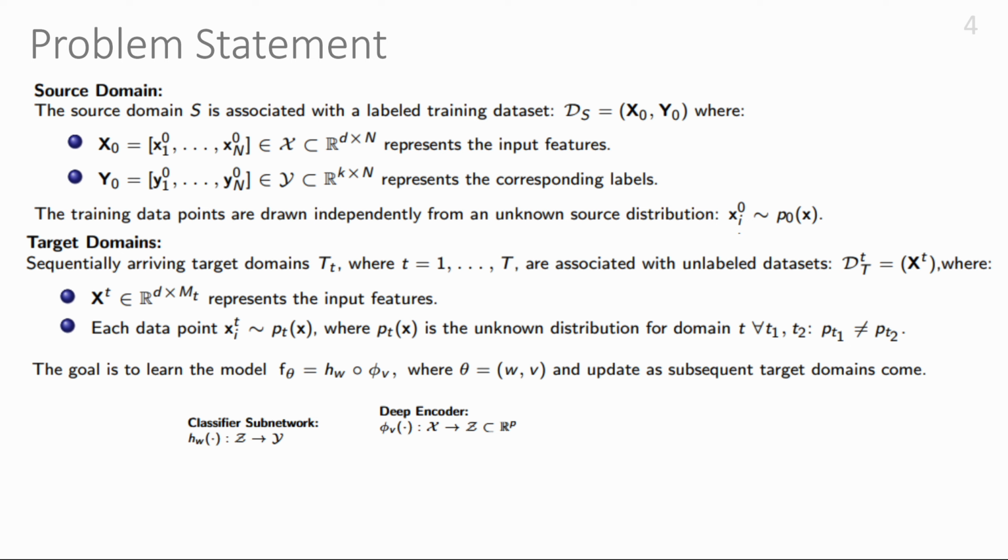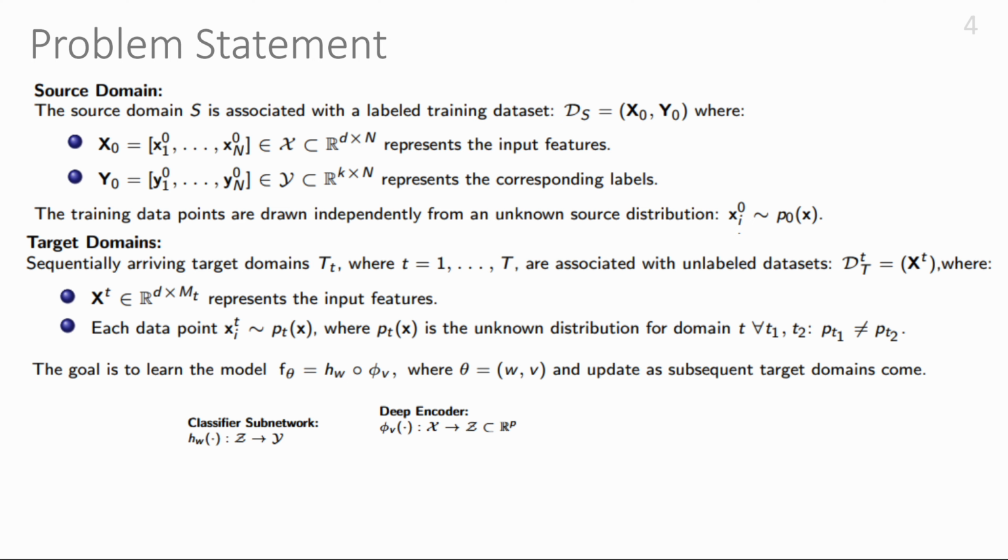Now, looking at our problem statement, the source domain S has a labeled training dataset called DS with X0 and Y0. These data points are from an unknown source distribution. The unlabeled datasets are Dt of t. These are the target domains for every time step. There is an unknown distribution for the target domains as well. And we will say that the model comprises an encoder, phi-v, that transforms the input into embeddings, like we discussed in the embedding space, and a classifier subnetwork, h-w.